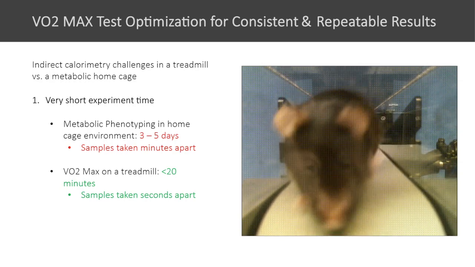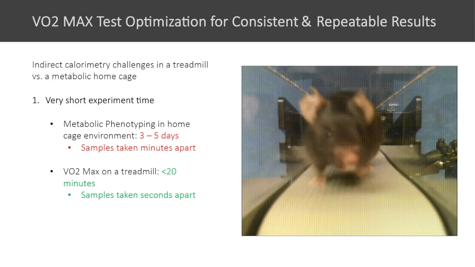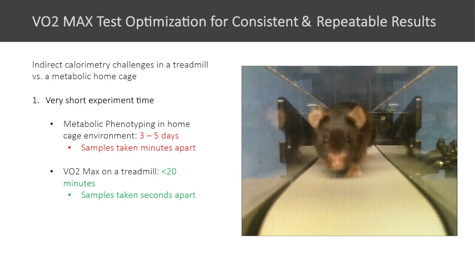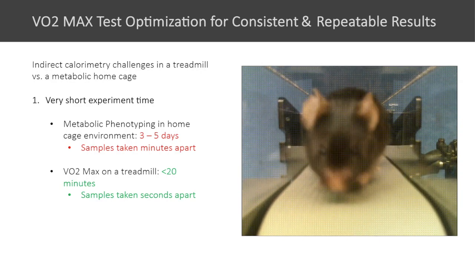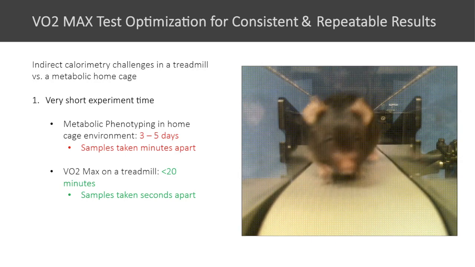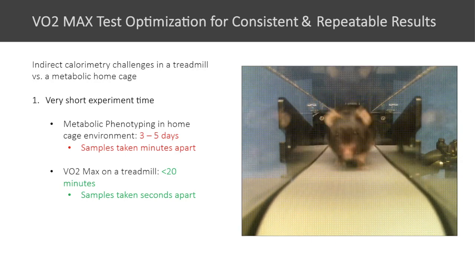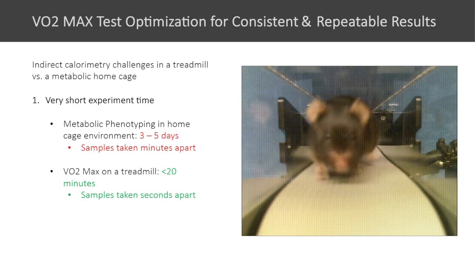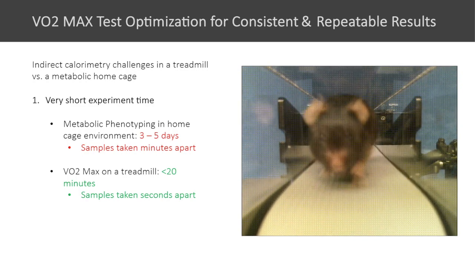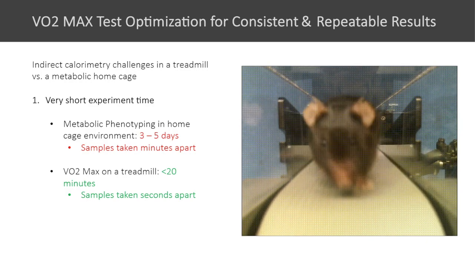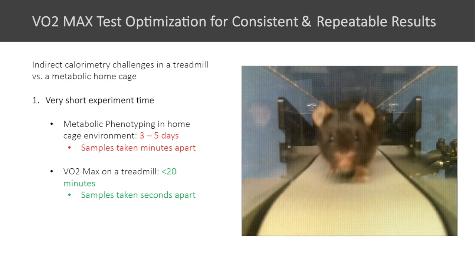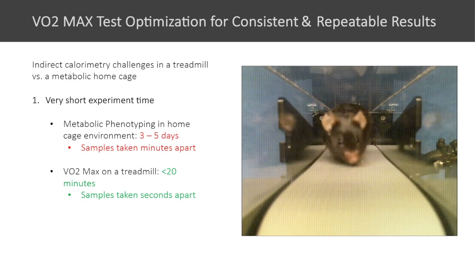Metabolic phenotyping takes 3 days minimum, which affords a lot of time for sampling and measuring. Most systems space those samples out by several minutes per subject, where the VO2 Max test is around 20 minutes total. Large gaps between samples will not provide the data density needed to perform the test correctly or gather any meaningful results. Samples must now be seconds apart, not minutes.